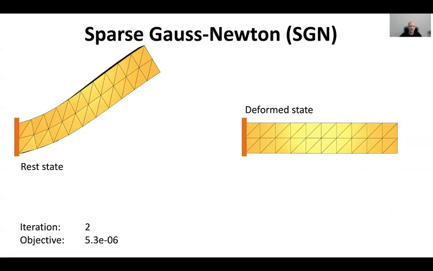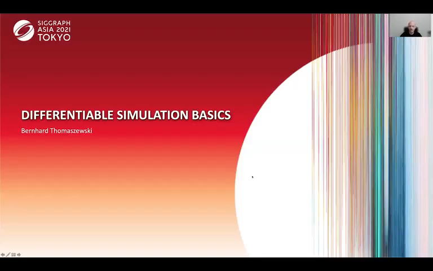And if we take another step, we see that the solution changes slightly, but the objective value is now something like 10 to the power of -6. So we're really close to the optimum value. And then another iteration will get us all the way to 10 to the power of -12, which also nicely shows that we're getting even quadratic convergence in this case. All right, so that concludes the part on some of the basic concepts of differentiable simulations. And we'll hear more about some of these aspects in the following parts of this course.